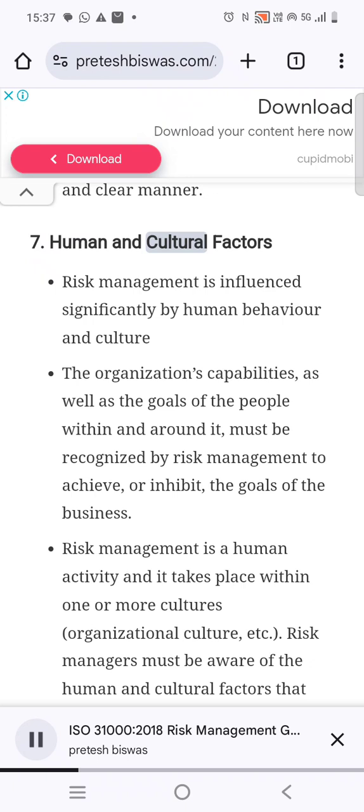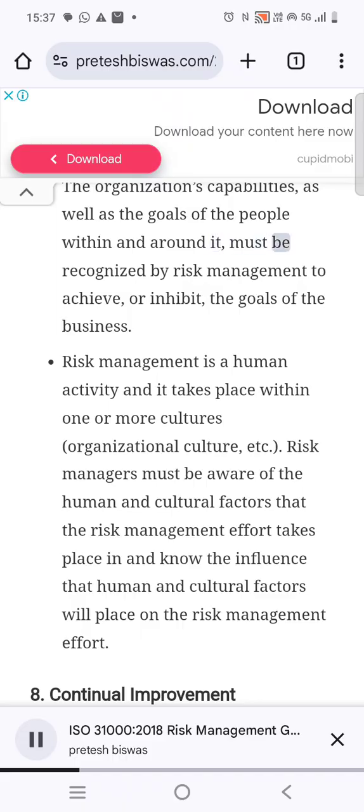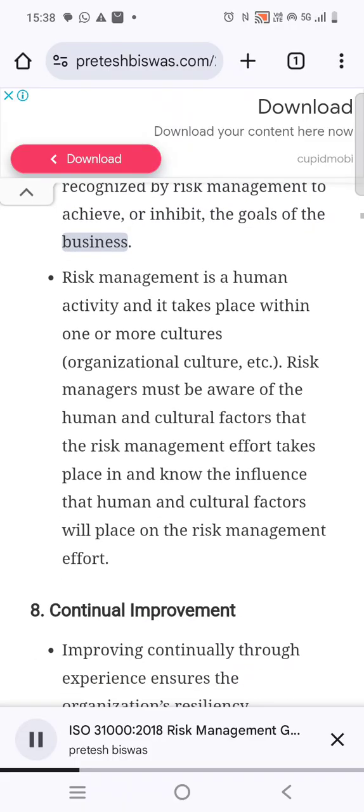7. Human and cultural factors. Risk management is influenced significantly by human behavior and culture. The organization's capabilities, as well as the goals of the people within and around it, must be recognized by risk management to achieve, or inhibit, the goals of the business.